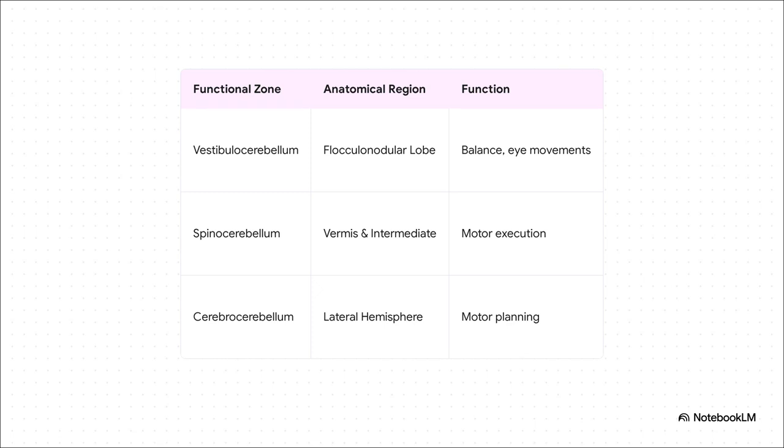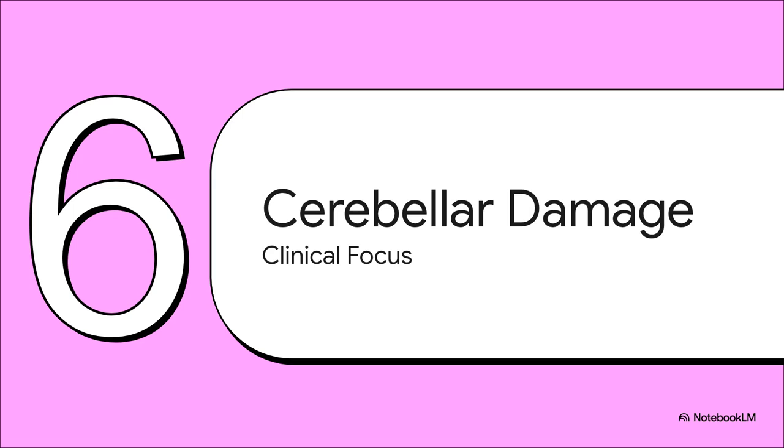Let's review it. The vestibulocerebellum is all about balance and eye movements. The spinocerebellum is for motor execution, regulating and smoothing out movements as they happen. And the cerebrocerebellum is for motor planning and initiation, getting everything ready before you even move. And that brings us to our final section, the clinical focus. You know, one of the best ways to understand what something does is to see what happens when it goes wrong. So let's look at the signs of cerebellar damage.